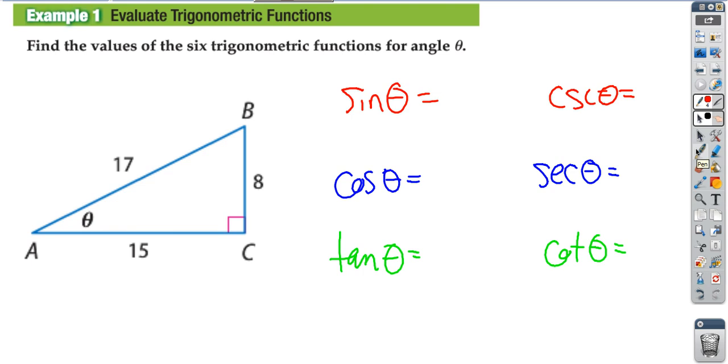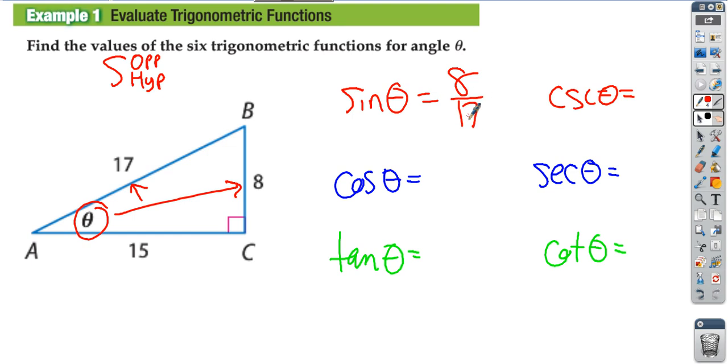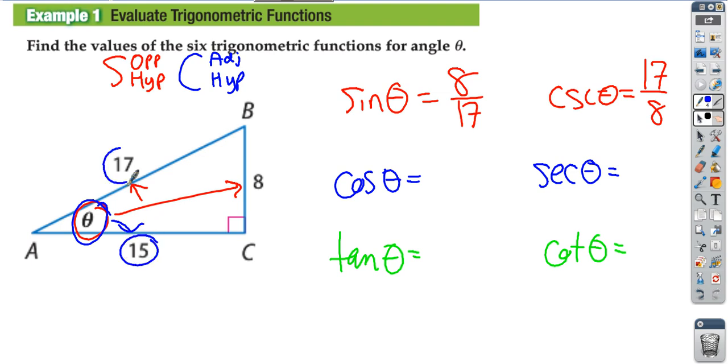So first of all, sine, if we remember this acronym, SOHCAHTOA, sine is opposite over hypotenuse. Here's theta. Opposite to theta is 8, and the hypotenuse of that triangle is 17. So the sine would be 8 over 17. Cosecant is just the reciprocal of that, so 17 over 8 would be cosecant. Then CAH is cosine. That means adjacent over hypotenuse. So if we look again at theta, adjacent to theta is 15, and 17 is the hypotenuse. So cosine is adjacent over hypotenuse, or 15 over 17. And the reciprocal of that would be secant, that's 17 over 15.